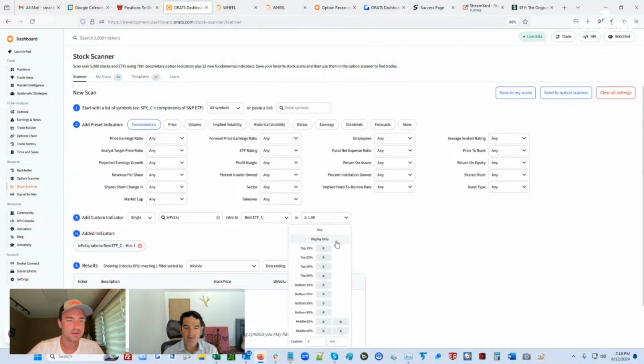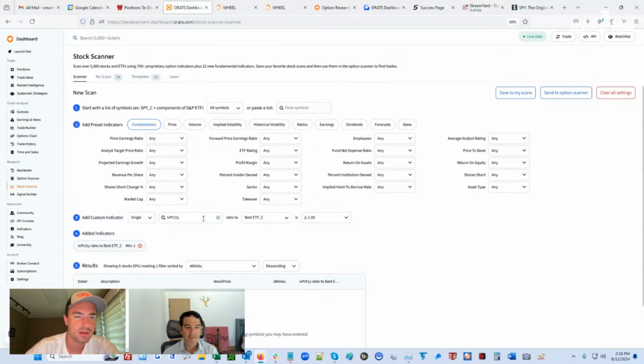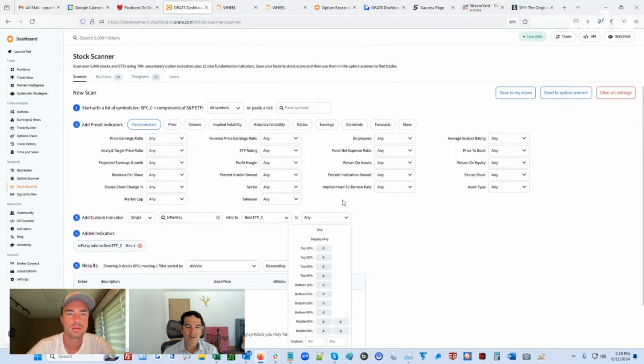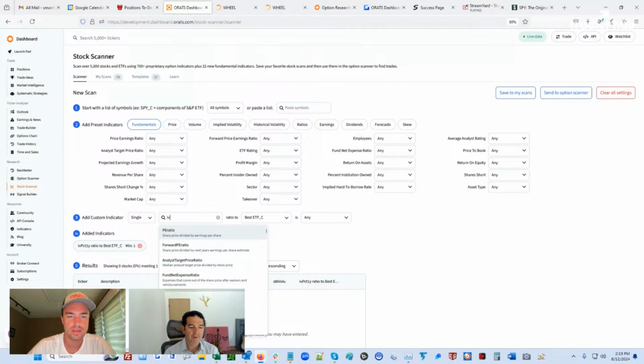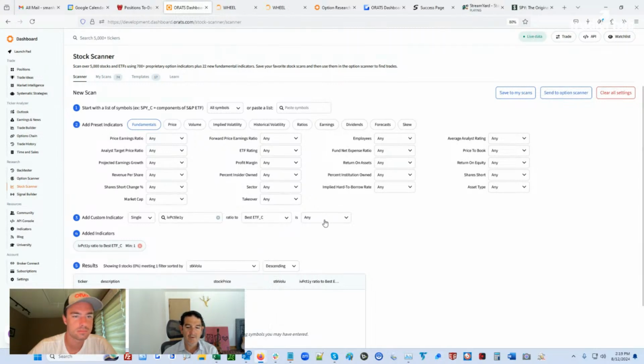I wonder if that indicator might be the problem. I think there's a different IB percentile that's better. Oh, right. Okay. Let's try rank. No, that's not getting any either. I wonder if we don't have those in here right now. I think it's IVPCTILE. Oh, there it is. There you go.